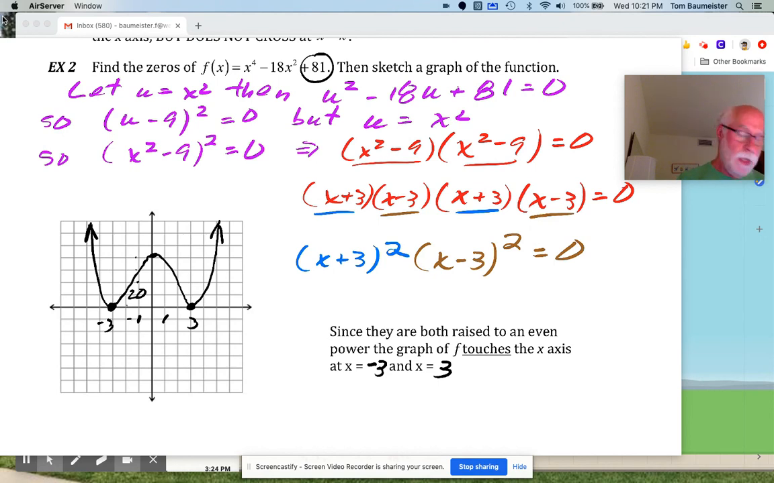And again, remember, if it's odd, it would cross somewhere. We'll see that more as we go along. So this one here would be like if it was odd, it would cross there. But we don't have an odd one here. We just had two even ones.